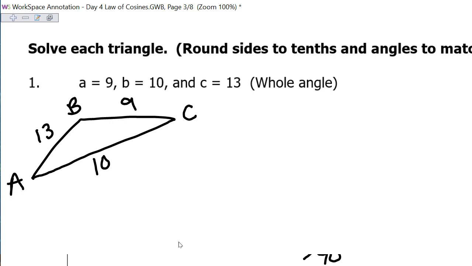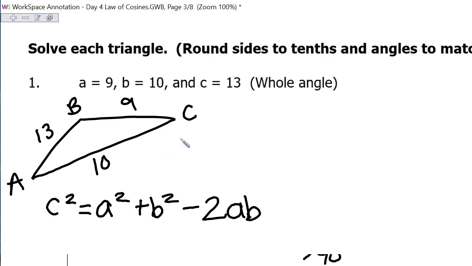I want to start with the largest angle. So out of those three sides, which one is the longest side? C. So that longest side is going to be paired with the largest angle. So let's do C first. If I want to solve for C, I need to use the version that has the C squared. So our formula is C squared equals, if I'm using C, what are the other two sides? A and B. So this would be A squared plus B squared minus 2AB cosine of angle C. So that's the formula that you need to memorize.